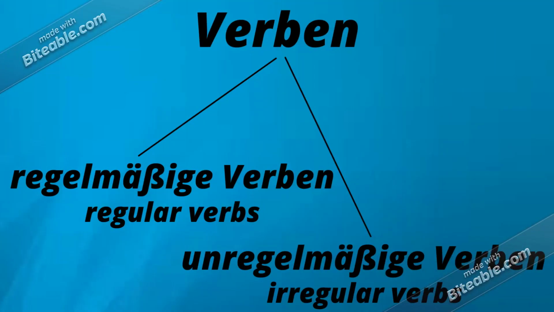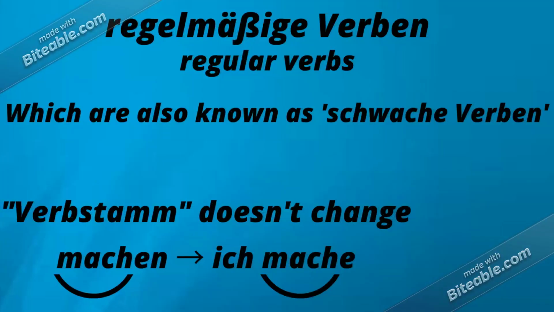In German, there are two basic types of verbs. Regular verbs and irregular verbs. Regelmäßige Verben und unregelmäßige Verben. Now let's learn what these verbs are.